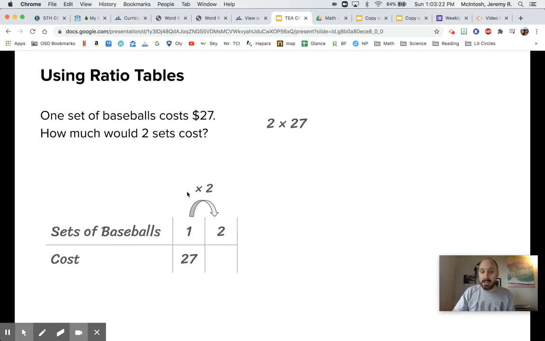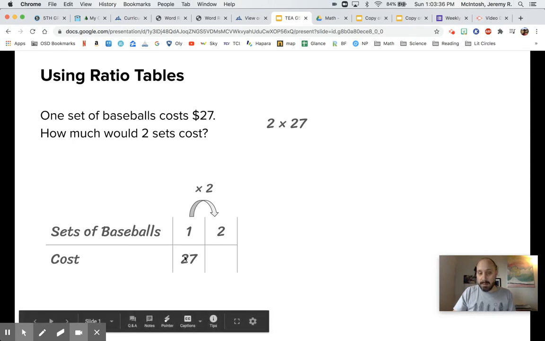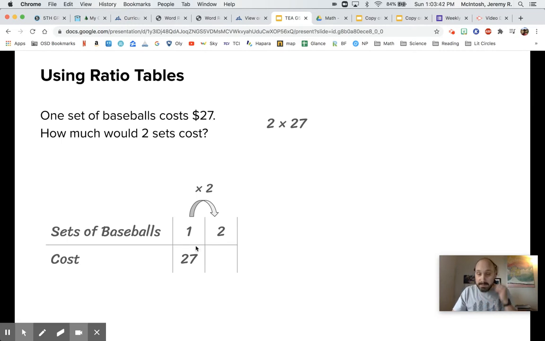Remember that in a ratio table, what we do is we write the two things that we're comparing. In this case, we're comparing the sets of baseballs and the cost. So one set of baseballs, as it says up here in the story problem, costs $27. Why do we write this as a table? It keeps our thoughts organized, and it allows us to move back and forth within the ratio table to try and figure out the product or the quotient, the multiplication answer or the division answer, more easily and in a more organized fashion.